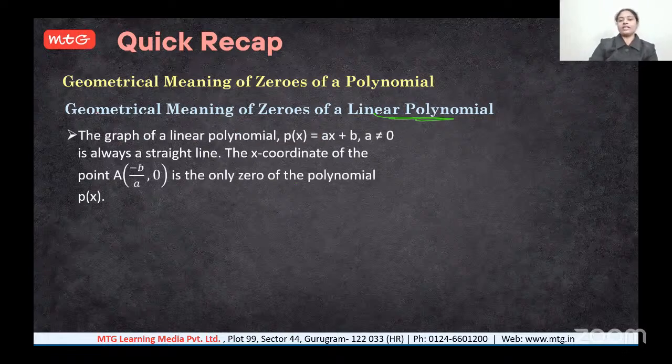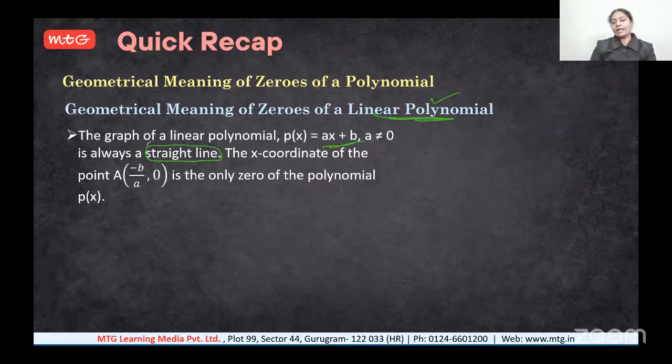The graph of a linear polynomial, which we generally call ax plus b, is always a straight line. Any linear polynomial, if you make a graph of it, will always be a straight line. The point where it cuts the x-axis is (minus b by a, 0). This is the ordered pair of the point where it cuts the x-axis, and the x-coordinate of it is minus b by a. So this is the zero of the linear polynomial.